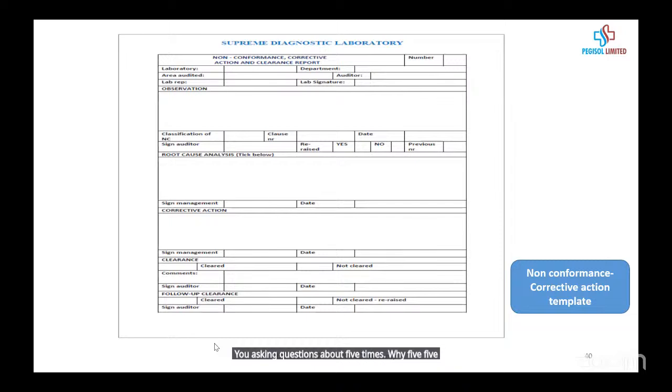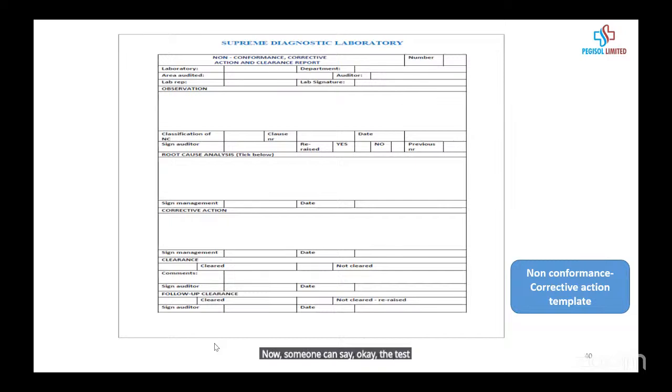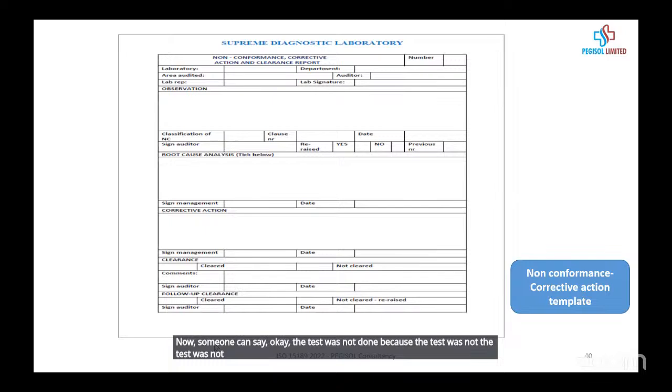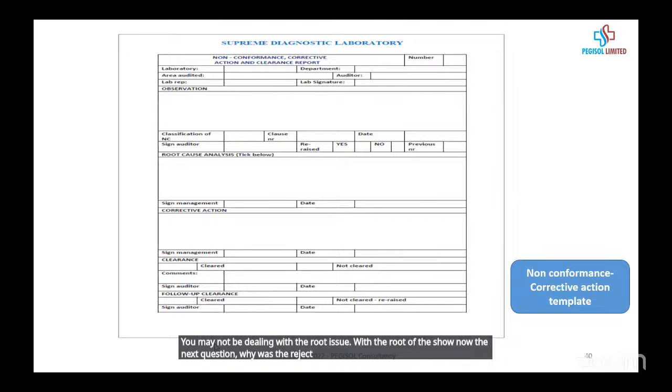So the first one is that the test was not done. Okay. Why was the test not done? Now, someone can say the test was not done because there was no reagent. Are we communicating? If you deal with the issue based on there being no reagent, you may not be dealing with the real issue, the root of the issue. Now, the next question: why was the reagent not available?